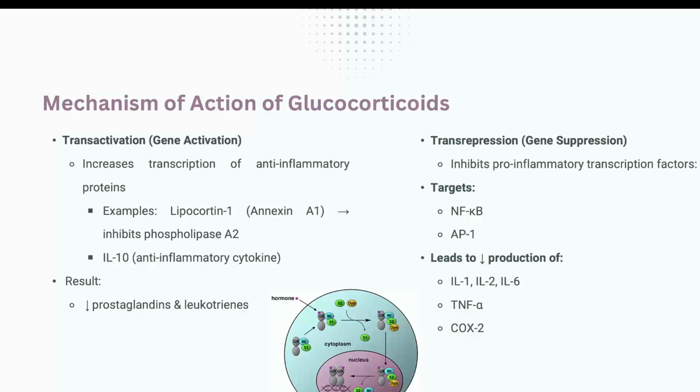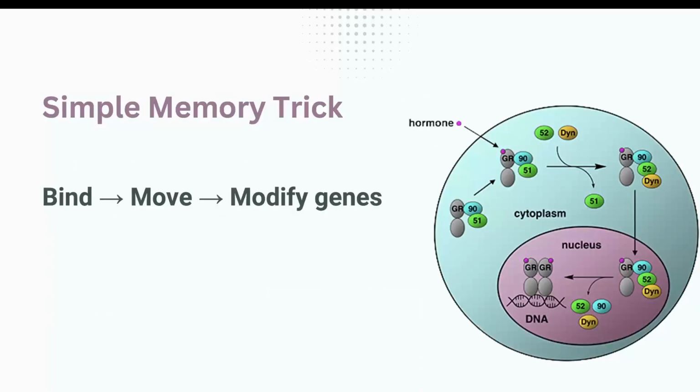So we have more than one mechanism of anti-inflammation. Okay, and this is the reason why these glucocorticoids have a strong, potent anti-inflammatory action, because we have two or maybe more mechanisms for their anti-inflammatory activity. So, a simple memory trick.